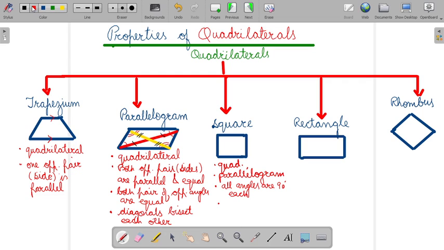Now, we will talk about the diagonals. Let's see the diagonals of a square. What property will we get? The diagonals bisect each other, as in the parallelogram, and the diagonals are equal also. They also bisect each other at 90 degrees.